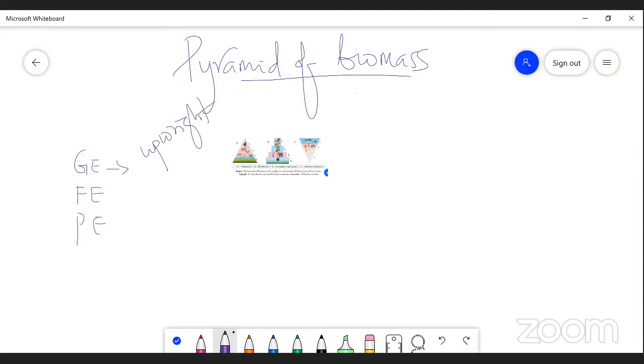Because the quantity of biomass decreases from producer to primary consumer, from primary consumer to secondary, from secondary to tertiary. So as a result, right from trophic level 1 to trophic level 4, there will be a decrease of biomass. That means the quantity of food material decreases from one trophic level to another, hence it forms an upright in nature.